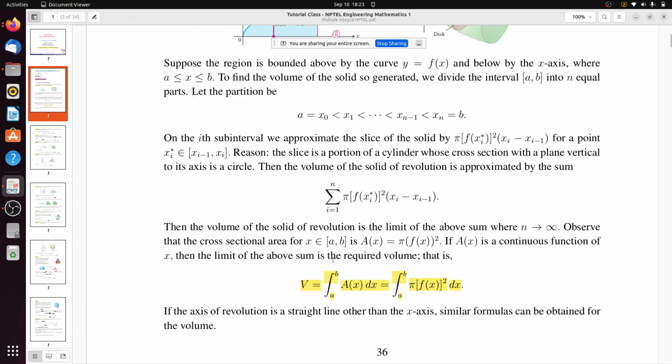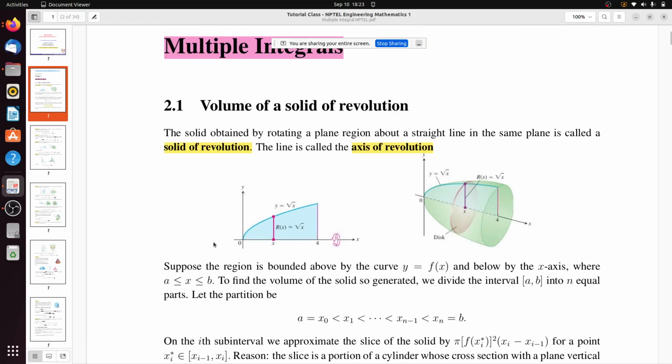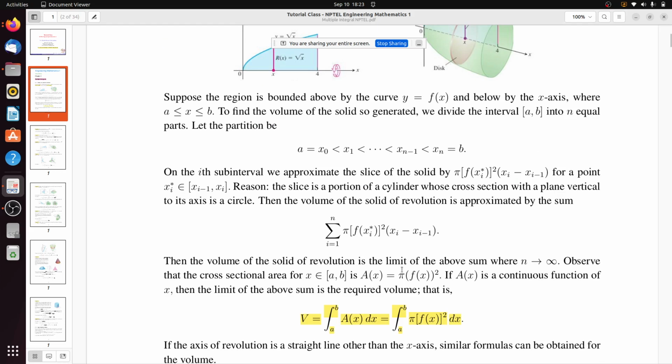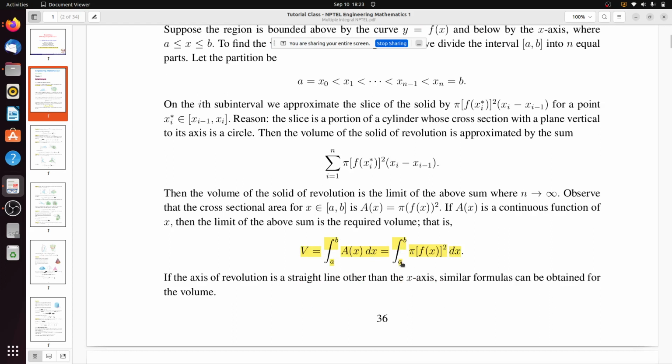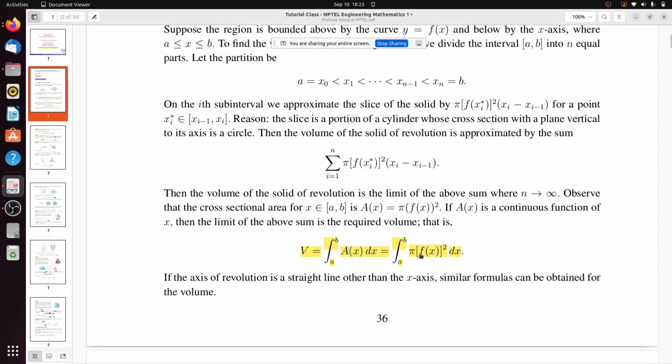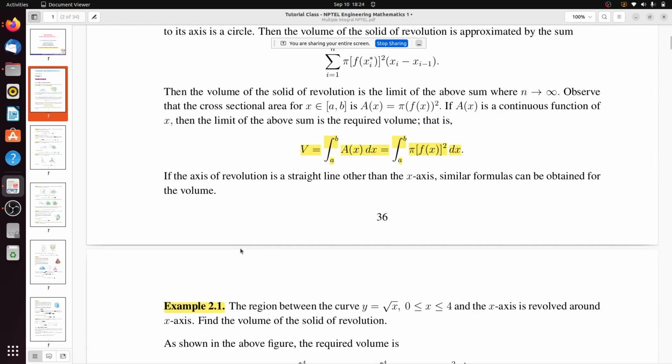So what is the formula here? If you are to determine the volume of revolution by the curve y equal to f(x) from the point a to b, then the volume of the solid of revolution will be the integration from a to b of pi f(x) whole square dx. Okay, so now we will try to solve our problem.